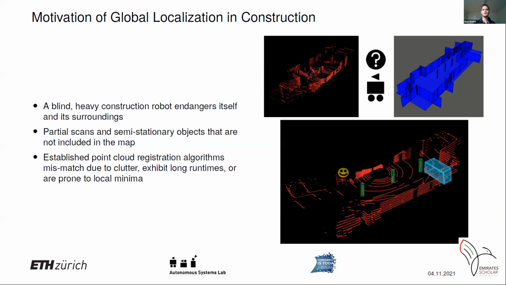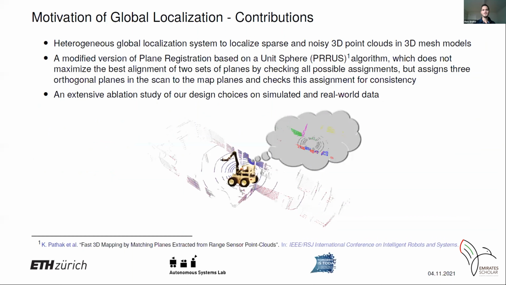Therefore, our proposed method performs an extraction of planes contained in a scan and subsequently matches them with planes contained in a mesh. We therefore present a new global localization system that enables localization despite sparse and noisy point clouds, whose plane matching method is built on the plane registration based on the rotation of a unit sphere algorithm, or PRUS for short, as well as a detailed ablation study of our design choices on simulated as well as real data.